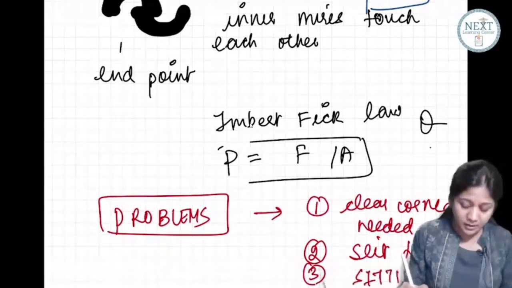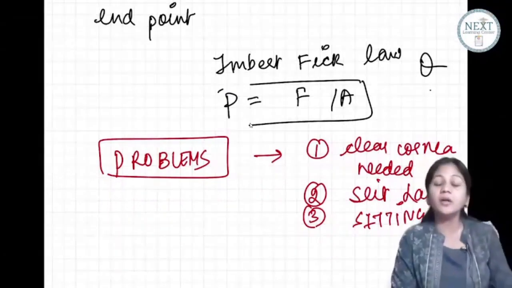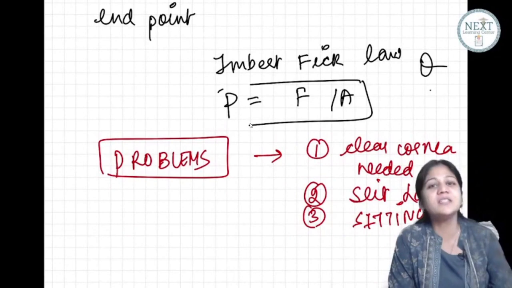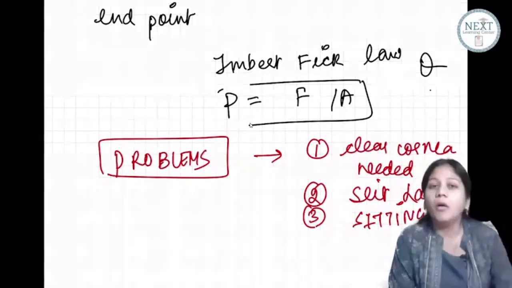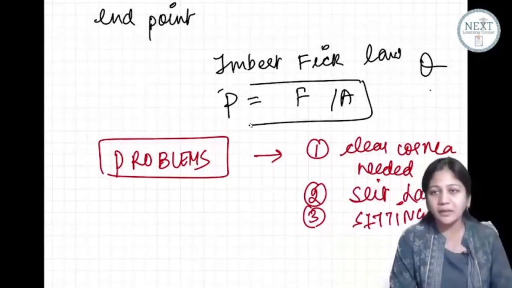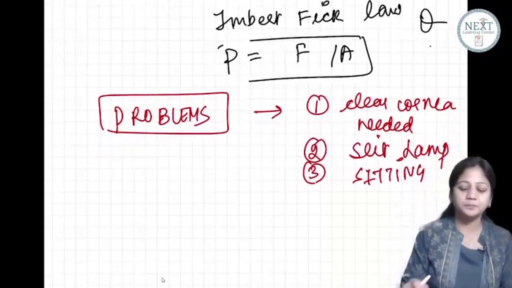The patient should be sitting. If the patient is lying down, sleeping, or in the ICU, you cannot take the reading. If the patient is not sitting, and is not ambulatory, a small child who is not cooperative, or somebody bedridden in the ICU, you cannot take the reading. Yes or no? So these are the problems with Goldman applanation tonometer.